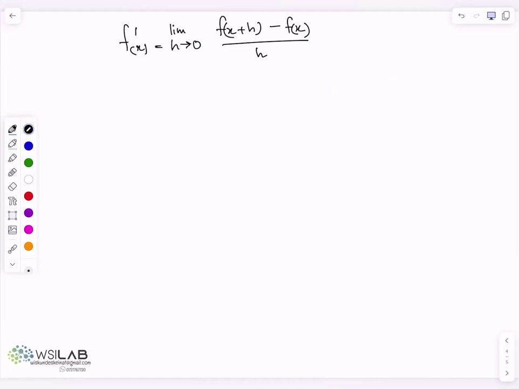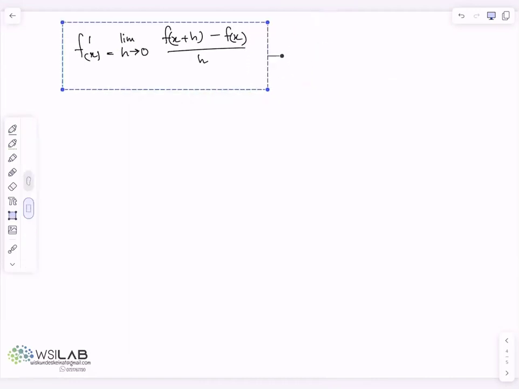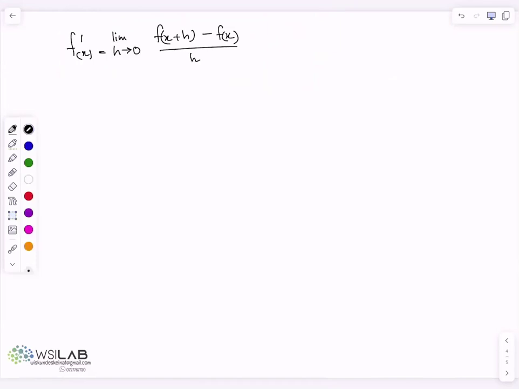Can they in a test or exam say you've got to use a specific rule, or can you use either one? They are going to tell you to use first principles. Then you have to use this. Otherwise, you can use whatever you want to. But if they indicate that you have to use first principles, then you have to do this method.